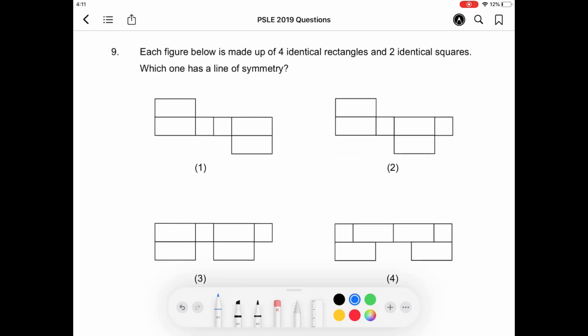Question 9. Each figure below is made up of 4 identical rectangles and 2 identical squares. Which one has a line of symmetry? Option 1 has no line of symmetry at all, so it's option 2. Option 3 also does not have a line of symmetry. Option 4 has a line of symmetry as drawn. So the answer for question 9 is option 4.